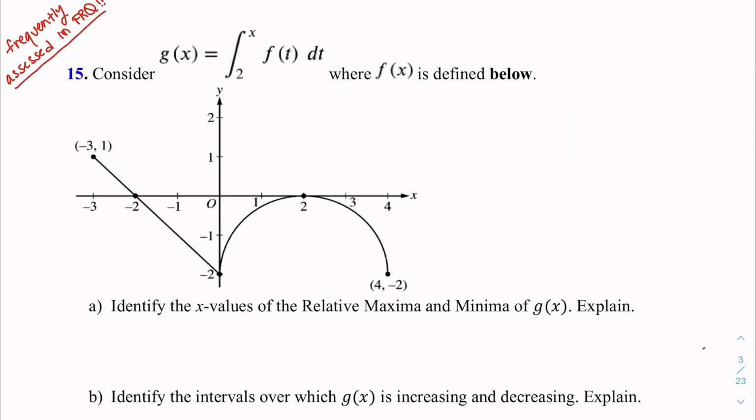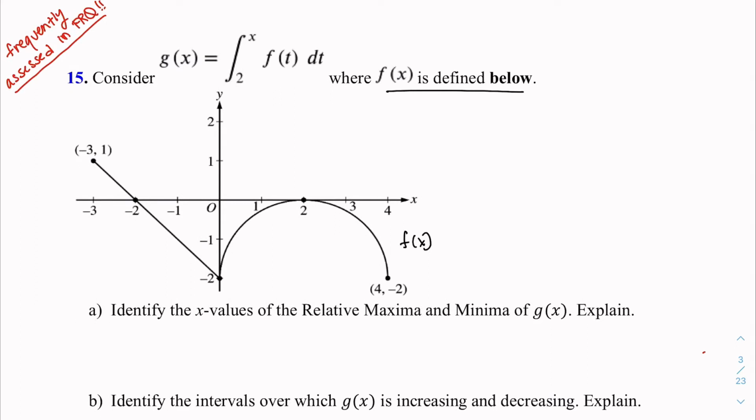Number 15 is a lovely problem that's frequently asked on the FRQ portion of the AP exam. So they'll give you a graph defined as f of x, and then give you a function g, which is defined as what we call the accumulation. We call this the accumulation function. So it's the integral from 2 to x of f of t. So basically, it's the area under the f curve from 2 to some number. So let's say that number was 4.